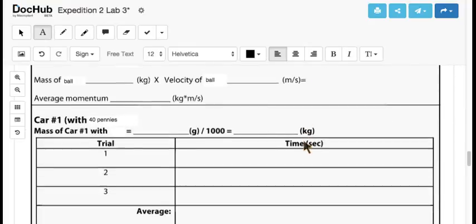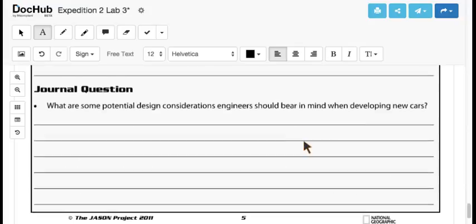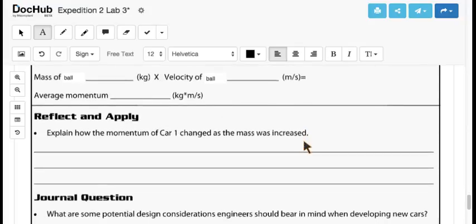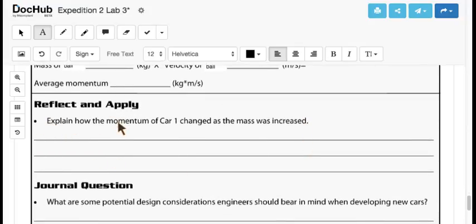You'll come through, and that will bring you to one of the overall basic questions at the end that you need to reflect on. And it says, explain how the momentum of car one changed as the mass was increased. And I think oftentimes this is a problem we would miss if you just said something like the momentum went up, or the momentum went down, or the momentum stayed the same. Be more specific. So talk about what happened in the lab. So give me some of those numbers that happened.